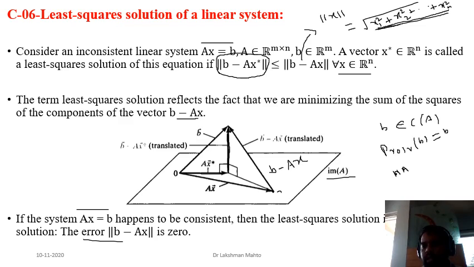Or simply you can write it this way. What would be the perpendicular part? You will write it as b minus projection of b, and projection of b is also b. That means you are talking about b minus b. b minus b is what? It is zero. So finally you are getting zero. So your error is zero. What is the norm of zero? Norm of zero is zero.